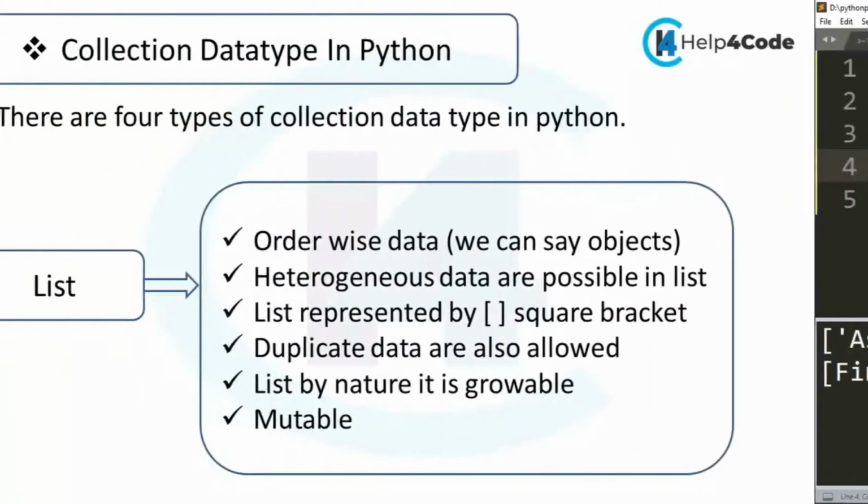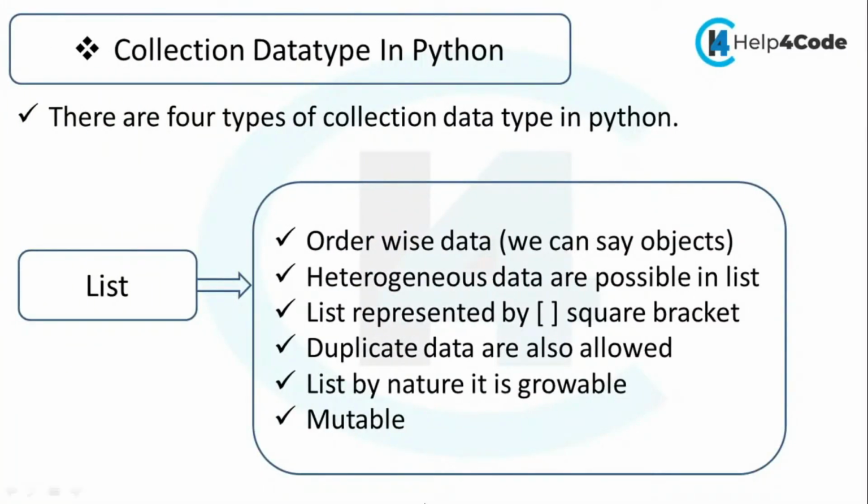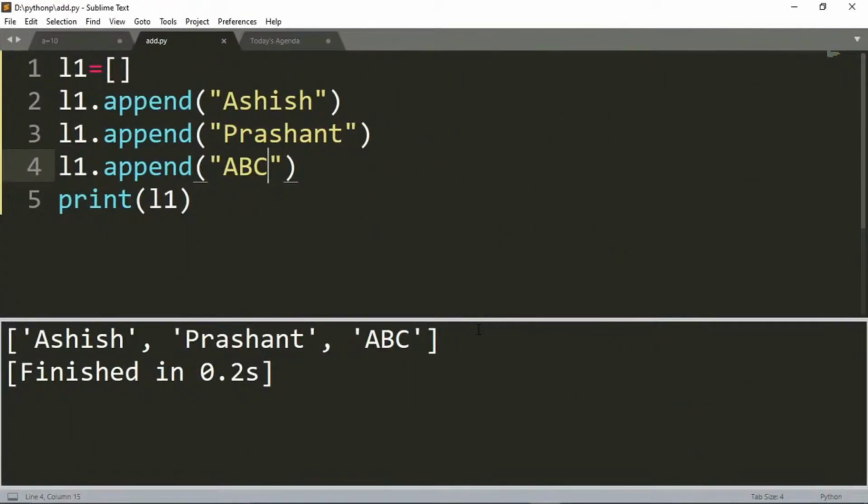Yesterday we discussed that a list is order-wise data, meaning insertion order is preserved. Whatever data comes from the keyboard in order will be present in the list in that same order. So it will maintain the insertion order, and by using the append function we can append the data into the list.